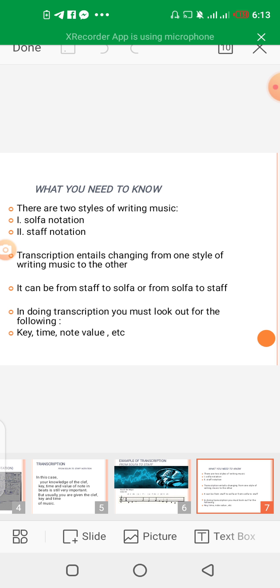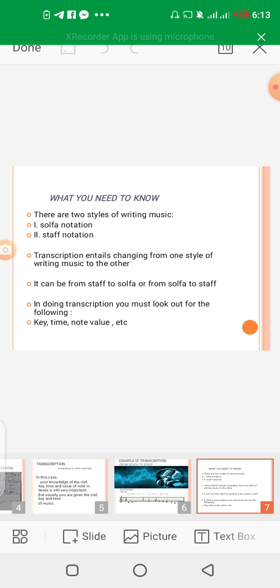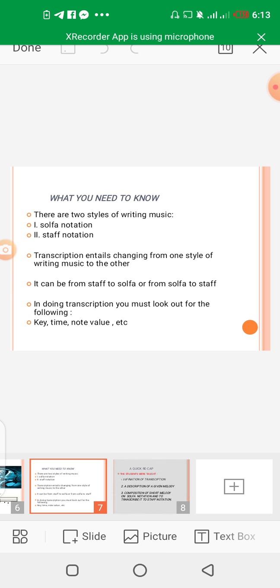Finally, let's talk about things we need to know about transcription. There are two styles of writing music, as we all know, the solfa notation and the staff notation. Transcription entails changing from one style of writing music to the other. It can be from staff notation to solfa notation or from solfa notation to staff notation. In doing transcription, you must look out for the following: paramountly, the key, the time, the note value, and other things we have discussed.